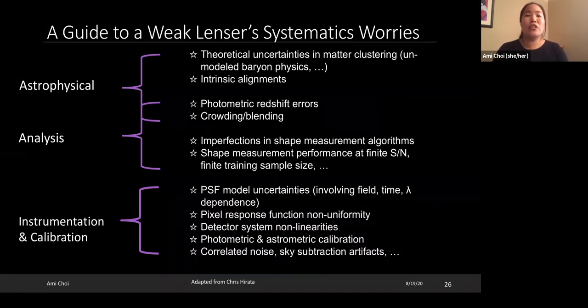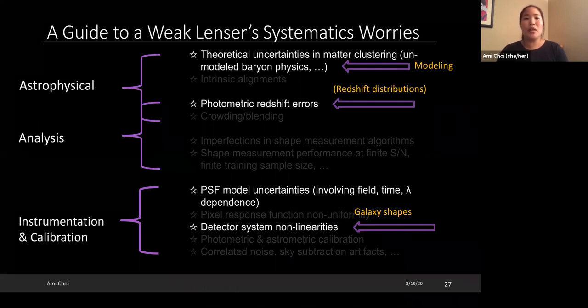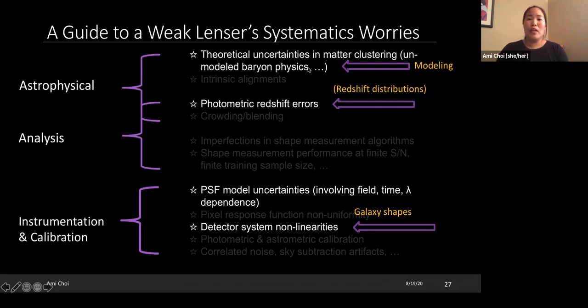You can also have more instrumentation and calibration related systematics, including the PSF model and things that are happening in your detector that you may or may not be aware of, and also calibration and reduction issues. That's way too much to go over in one talk. I'll focus on a few of these. I will very briefly discuss the redshift distributions and reference some other talks that will take place in this conference. I will also briefly mention the modeling of the baryon physics, and I will talk about the modeling of the point spread function, and very briefly talk about detector nonlinearities.